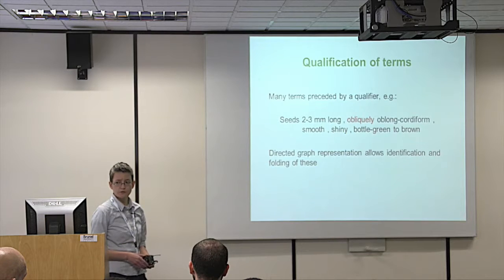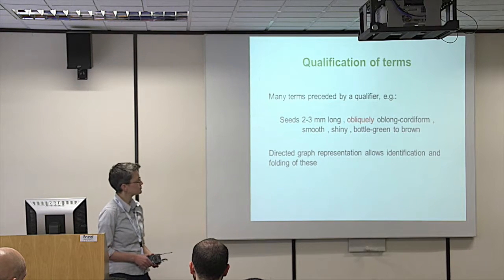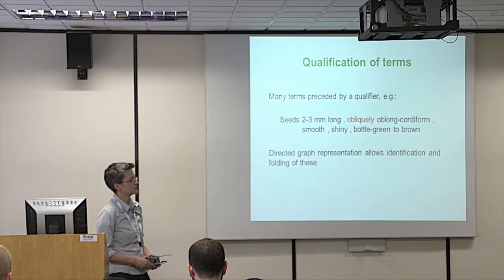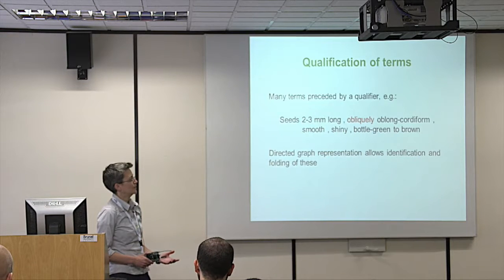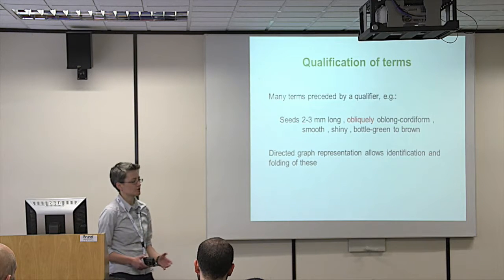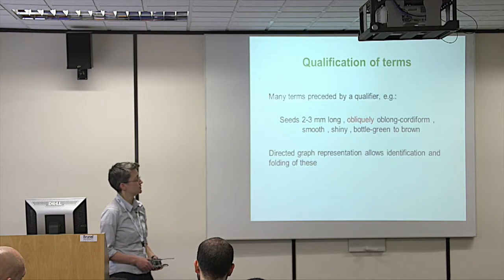And I also looked at term qualifiers. So in red, the word obliquely is qualifying the term oblong cordiform. And the expert opinion is that often a qualifier is a kind of weakener for that term. So if they were definite about it being oblong cordiform, they would have said it. They've weakened it by using a qualifier. So if we can identify those, we can perhaps give a score, rather than just the presence and absence of that term, for the weight that that term should have in a model.